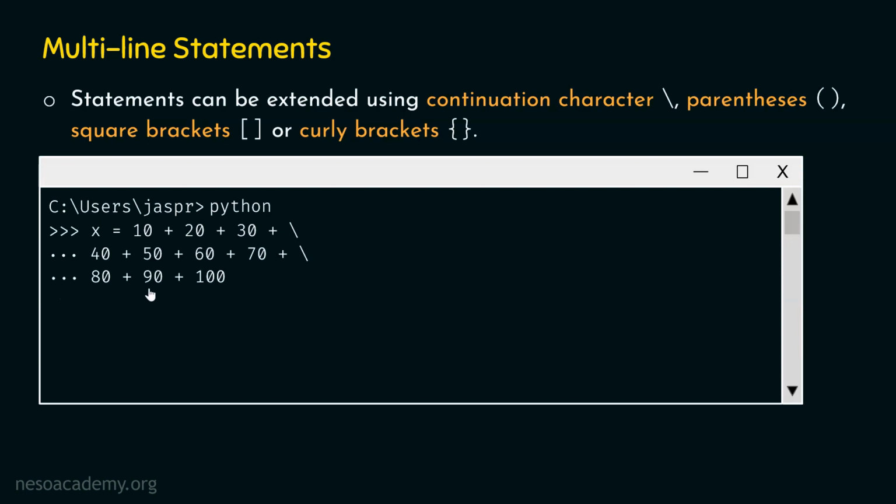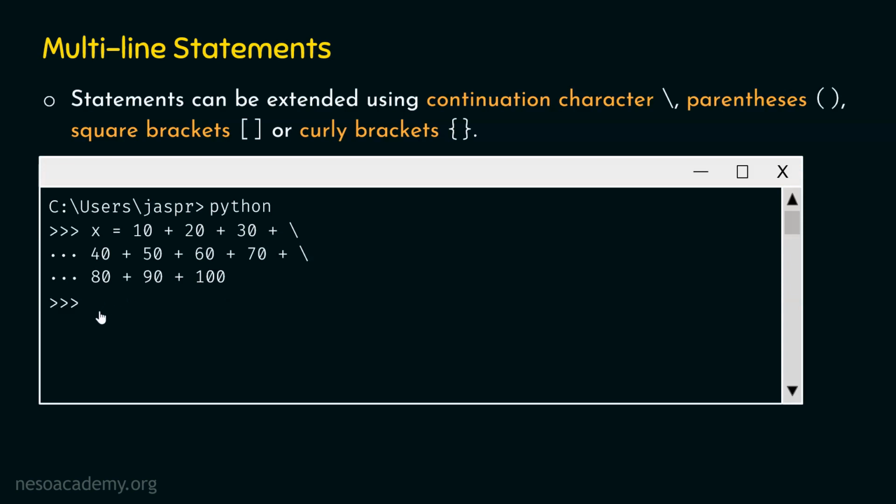Now let's type 80 plus 90 plus 100. Now if we hit enter, we will get these 3 arrows, which means that we got our prompt and we are ready to type in the next command. We are done with this statement now. And Python knows this because we have not added backslash at the end of this line. So the entire statement is x equal to 10 plus 20 plus 30 plus 40 plus 50 plus 60 plus 70 plus 80 plus 90 plus 100. This is the entire statement.